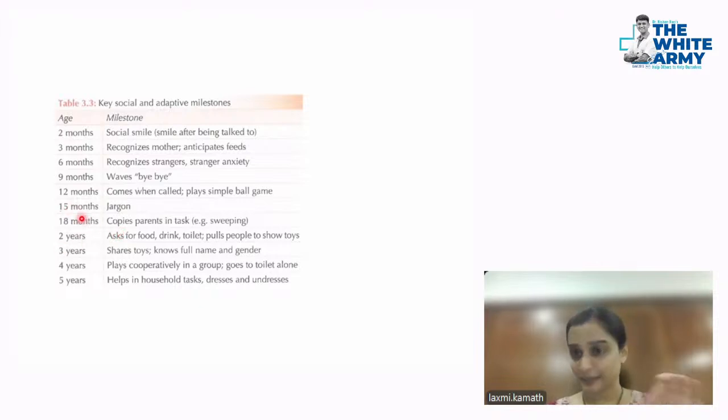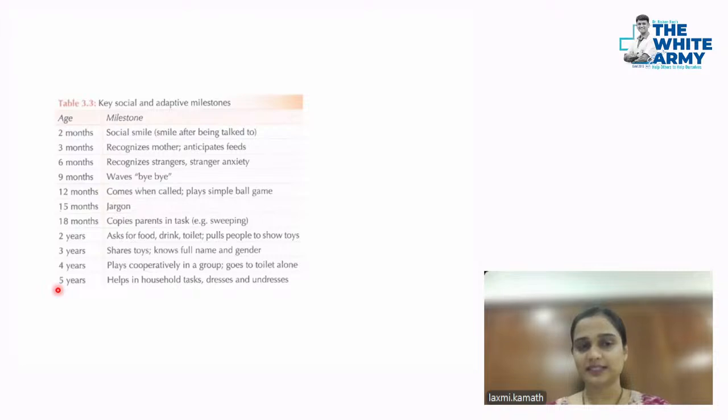That means the child will be dry by day. So the child will tell that baby is wanting to pass urine, so it has to go to the washroom, and it will take the parent along with it, and not just pass in the diapers. So that is by 2 years of age. By 3 years of age, like I told, the child will know its name and gender. At 4 years of age, the child will play cooperatively in a group and then go to the toilet alone. At 5 years of age, it starts dressing and undressing and also helping in household tasks.